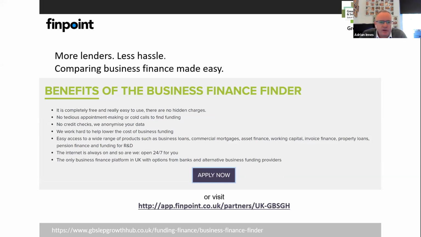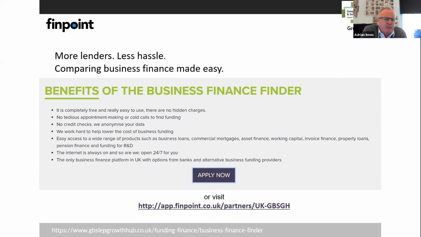So, for example, if you were going to Lloyds Bank and Lloyds Bank were charging you a 1% arrangement fee, if you came to us and we placed and funded that deal through Lloyds Bank, they will charge you a 1% arrangement fee. They will pay a proportion of that fee because that's their cost to originate, the cost of the opportunity that they can deliver using the platform that we have with the numbers that come through. We work very hard, obviously, to lower the cost of the business funding.